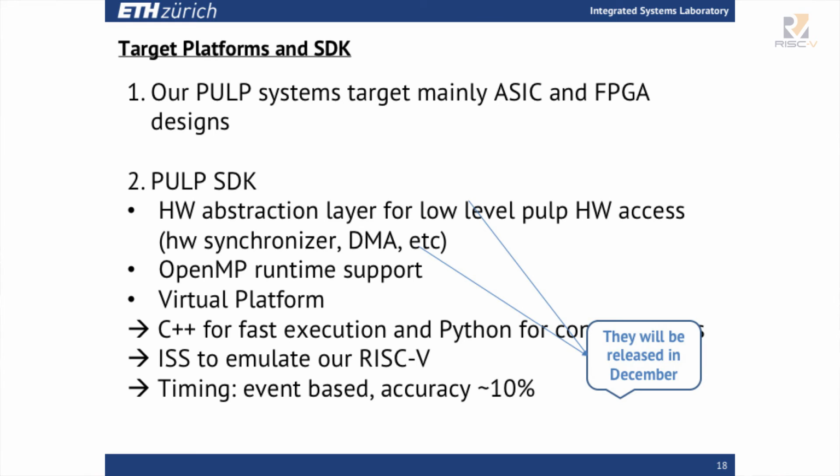We target mainly ASIC design, so we build chips, but we can also have FPGA implementations. Then we also have a Pulp SDK, where we provide a hardware abstraction layer to access, for instance, the DMA or the hardware synchronizer. Then we have OpenMP runtime support, and we also have a virtual platform to model our system in software. It's written mainly in C++. And I want to say that both the hardware abstraction layer and the OpenMP runtime support are going to be released in December.